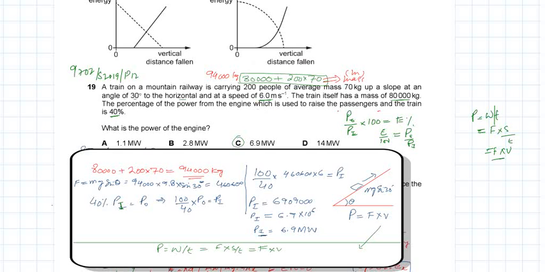9702, May June 2019, paper 1, variant 2, and the question number is 19 regarding work, power, energy, efficiency. A train on a mountain railway is carrying 200 people of average mass of 70 kg up a slope at an angle of 30 degrees to the horizontal and at a speed of 6 meters per second.